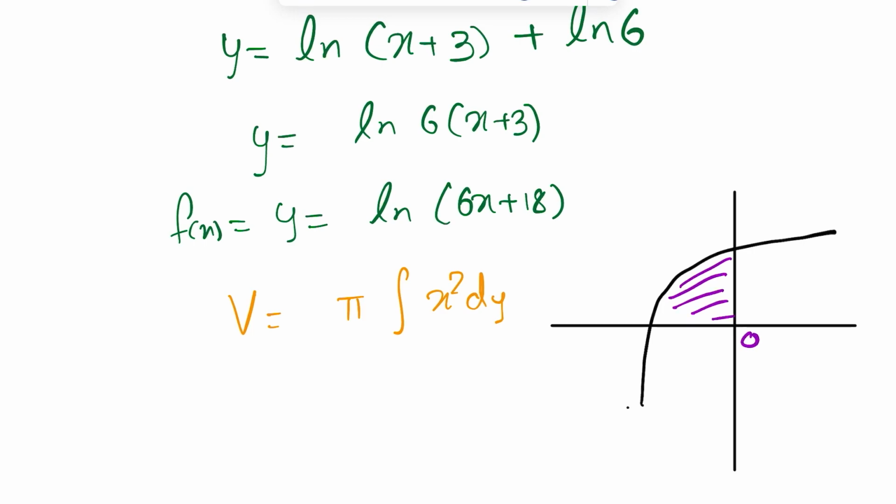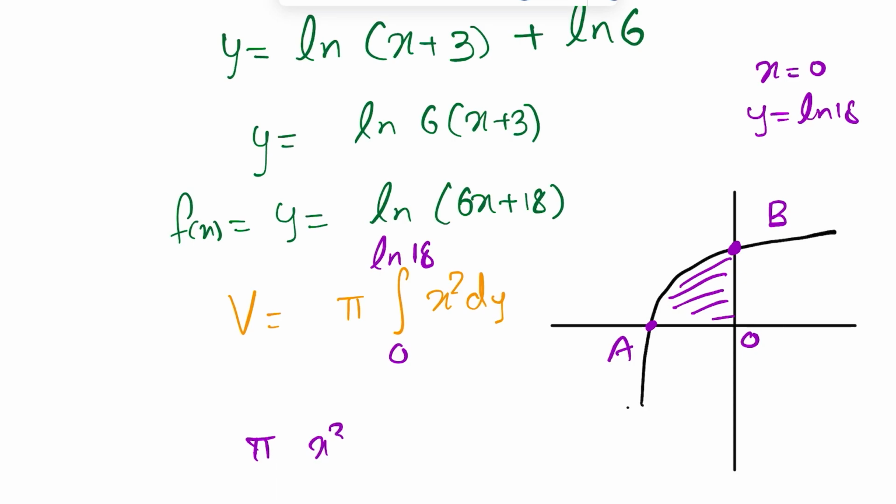So 0, and what is this point? We should know it. Along the y-axis, this point is A and this is B. For B, x equals 0, so y equals ln 18. From 0 to ln 18, pi integral of x square. Then what is x square? We have to find x square, right? So what should I do for that?